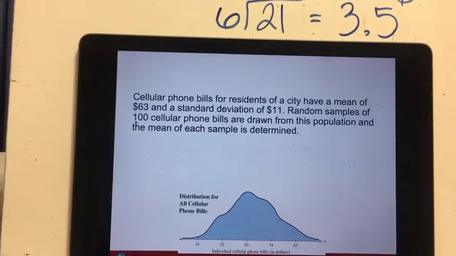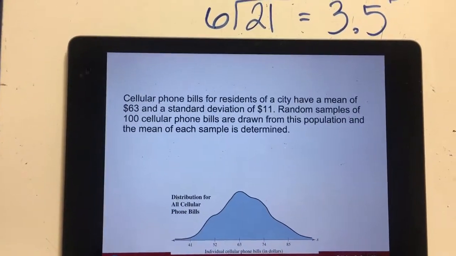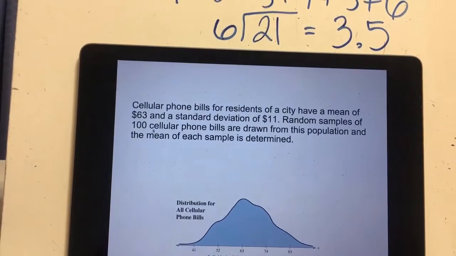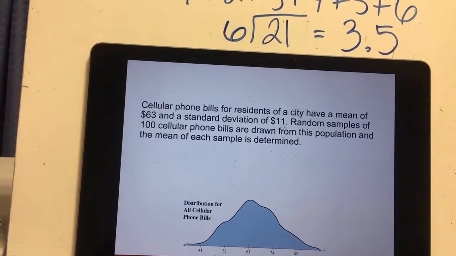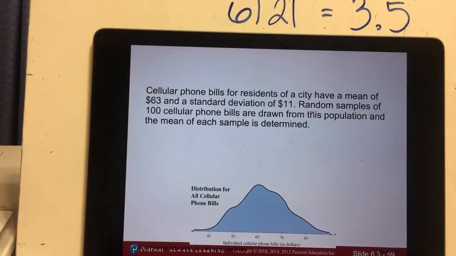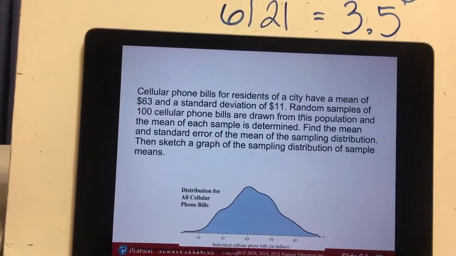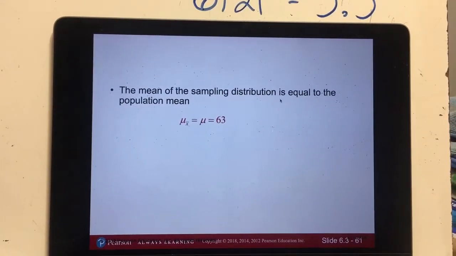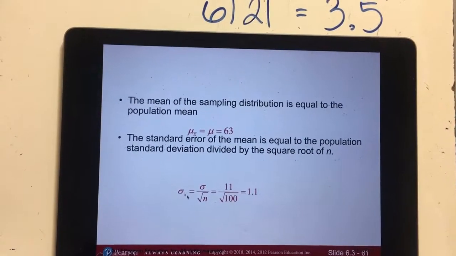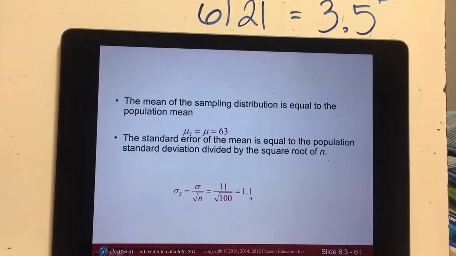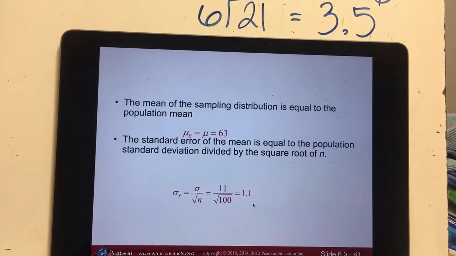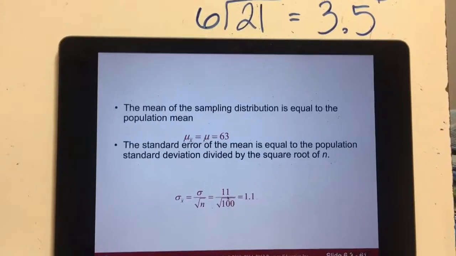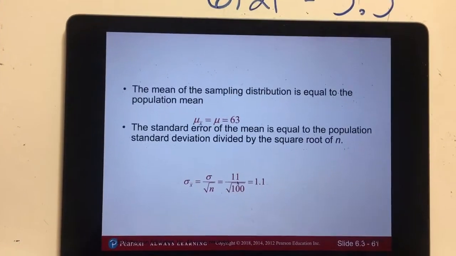We know that the mean of the sample means is going to be $63, and the standard deviation of the sample means will be $11 divided by the square root of 100, which is 10. So find the mean and standard deviation of the sampling distribution and sketch a graph. The means will be the same, and the standard deviation of the sampling distribution should always be smaller than the original. When we divide by the square root of 100, we end up with 1.1, a factor of 10 smaller than the population standard deviation.